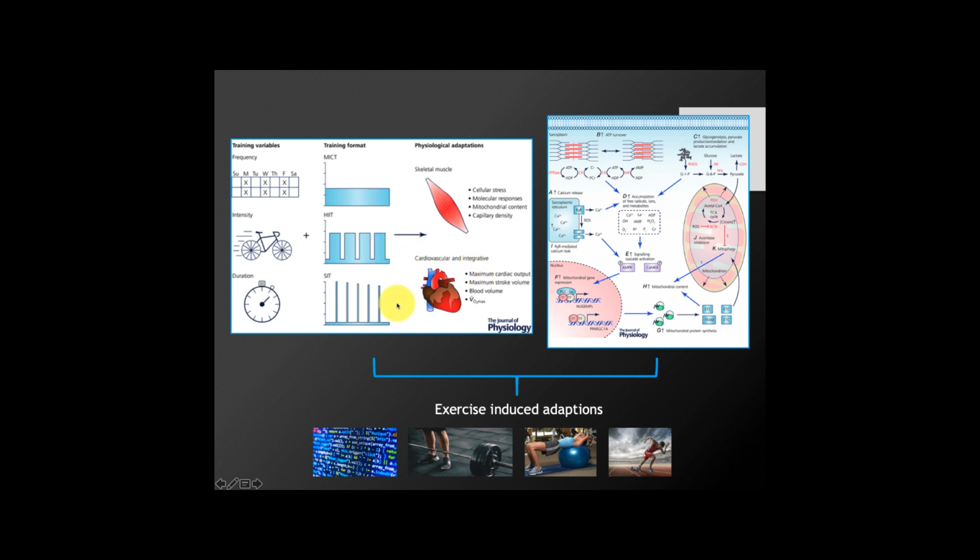Also, these types of trainings induce maximum cardiac output. They increase it, maximum stroke volumes increase, blood volume increases, and we know when blood volume increases, it has a direct impact on cardiac output and stroke volume. And we have increases in VO2. So do we use one? Do we use two? Do we use all of them to get these changes? Well, let's look at what's going on the molecular side of things.